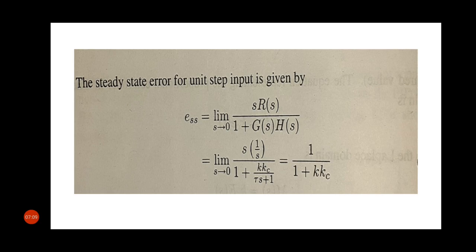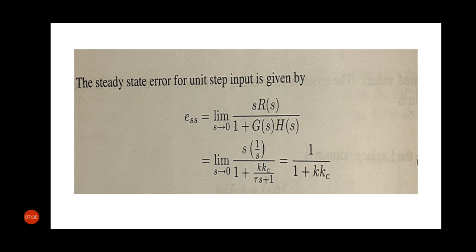We can find from this equation that an increase in Kc speeds up the transient response and reduces steady state error of the system. For the first order and second order system, the roots of the closed loop system with proportional controller lie in the left half of the S-plane irrespective of Kc.